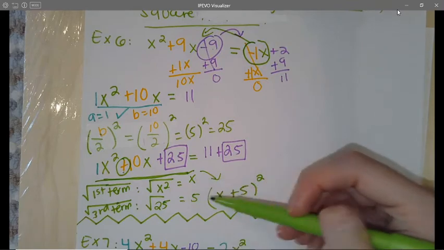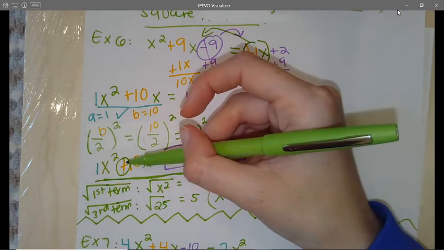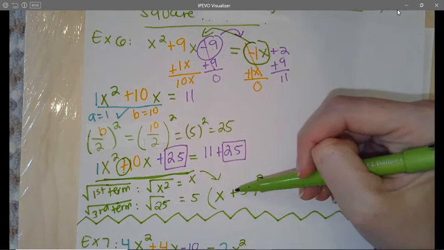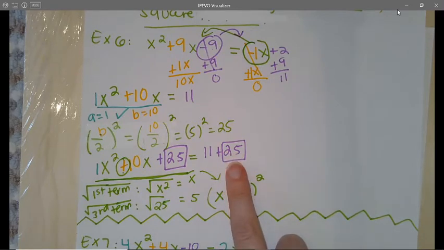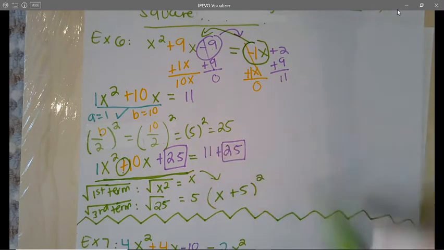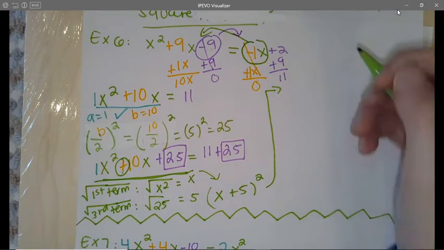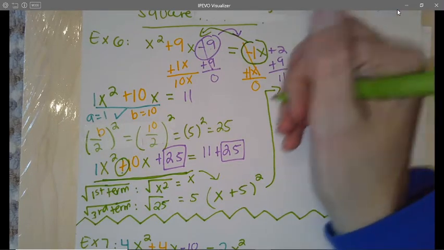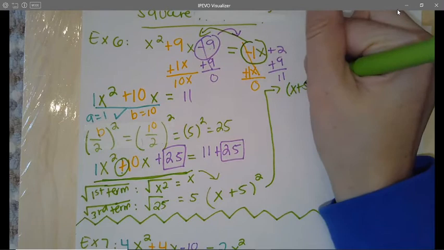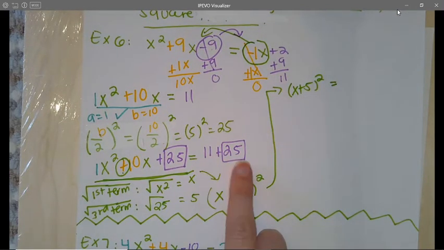So I'm going to write these two numbers in here. I'm going to bring these into my parentheses, and I'm going to take the sign of my second term. Okay, so now I can rewrite my left-hand side like so. I'm going to leave the right-hand side alone. Don't touch the right-hand side. I'm going to bring this up here because I'm already out of space. So now I have (x plus 5) squared equals, now my right-hand side is 11 plus 25.